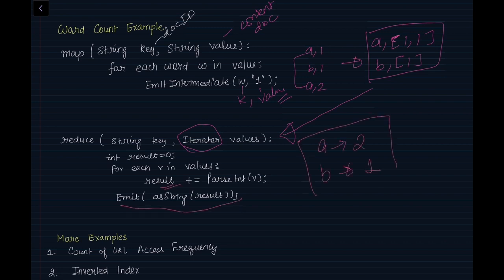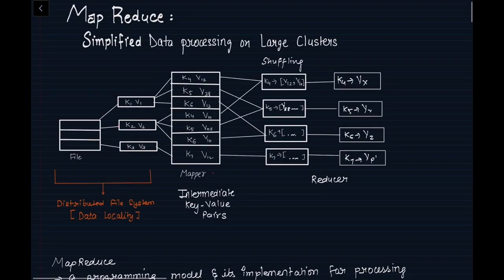This is basically a very simple demonstration of what will happen in hundreds or thousands of nodes when we have millions or billions of documents.